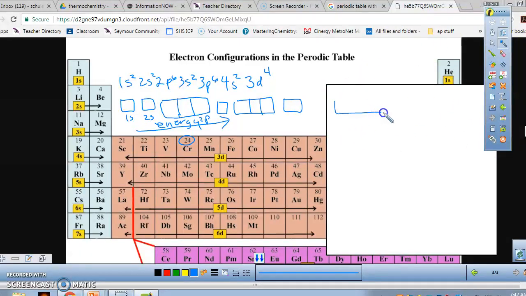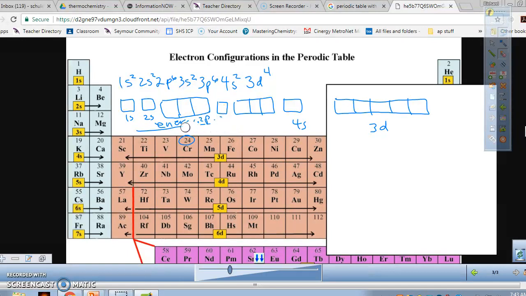And I'm going to draw all 5 of my 3d orbitals together. That's going to be 4s. This is 2p. This is 3s. I'm going to get rid of this energy word in here, because it's going to confuse us. Here's 2p, 3s, 3p. Okay, then we start loading the electrons in.